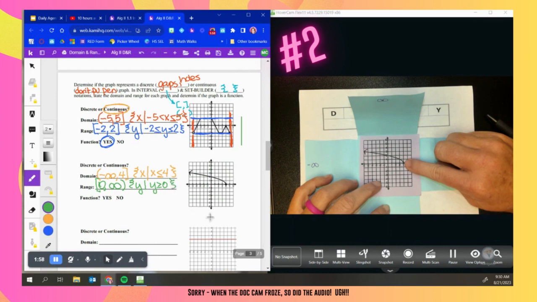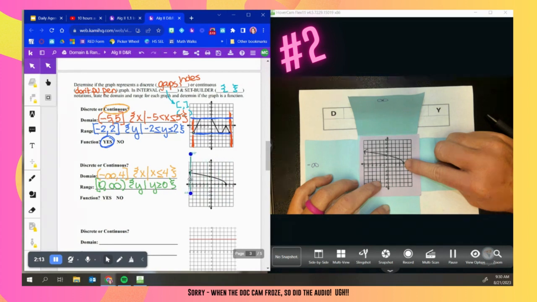Now we need to talk about discrete versus continuous and whether or not it is a function. I'm pulling down my line over here to give us a vertical line test. We're passing that vertical line all the way across the graph. It is not touching more than one point on the graph at a time. So yes, it is a function.